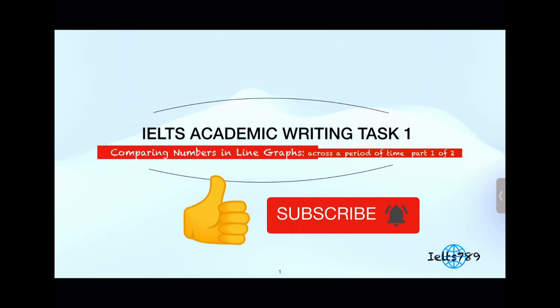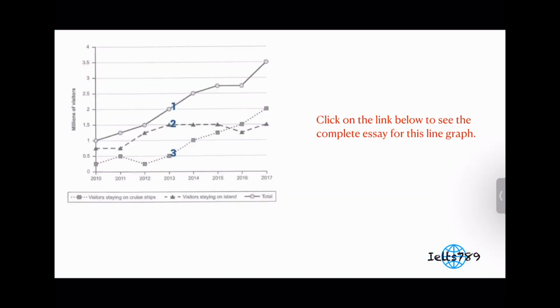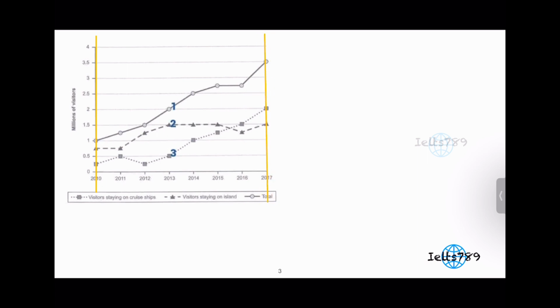First, let's have a look at the graph together. An important consideration when comparing data is that you choose a relevant time interval to cover. And for this graph, the year 2010 all the way to 2017 is relevant. Choosing to compare the initial and final years can provide an overall picture of the important changes that occurred within that period. Note that I have highlighted both years on the graph with yellow vertical lines.